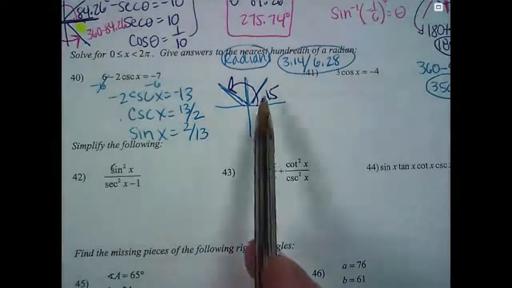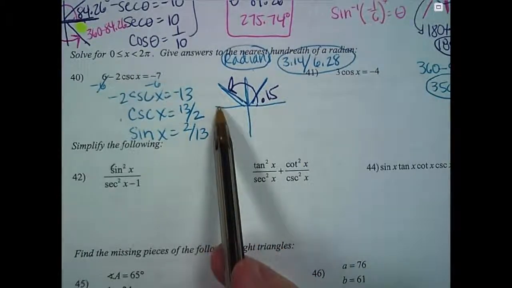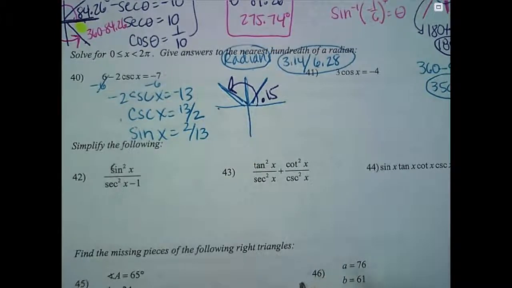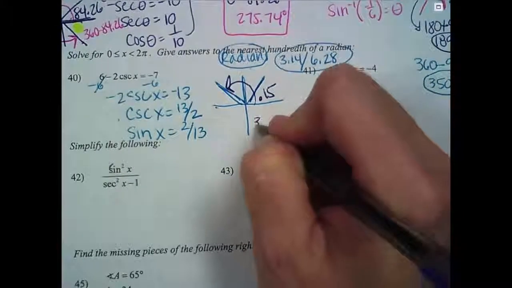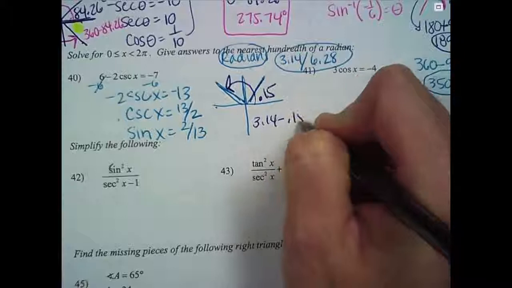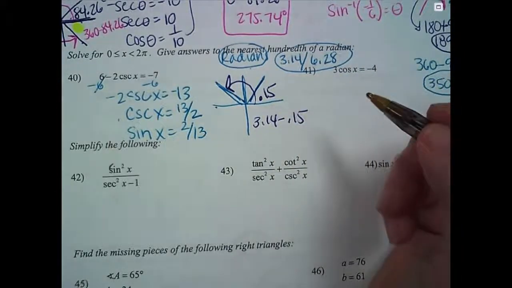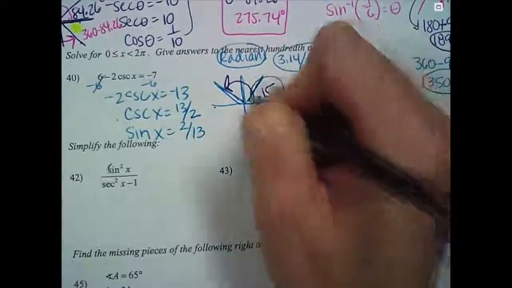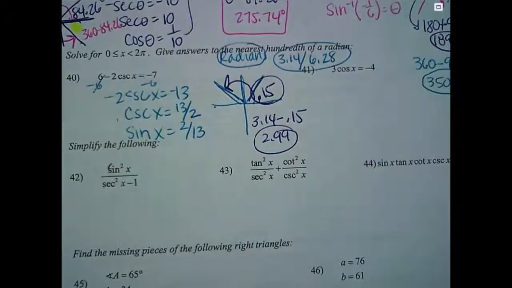Think about it. All the way would be 3.14. And I've got to back up just a little bit. So how do I find the other one? 3.14 minus 0.15, which is 2.99. So 0.15 and 2.99. Remember, because we're using 3.14 and 6.28 instead of 180 and 360. I realize that. Yeah, it's okay. That's why I'm practicing it. Be sure then to put that one on your note card.